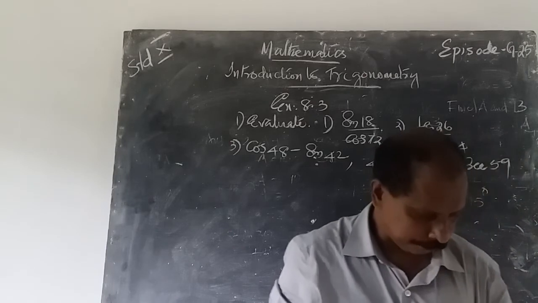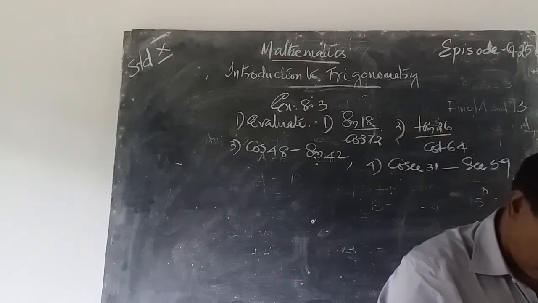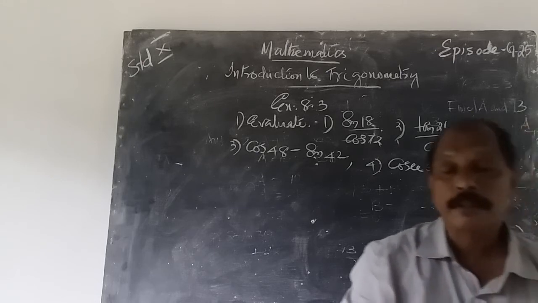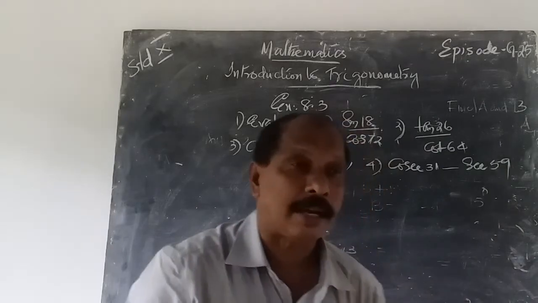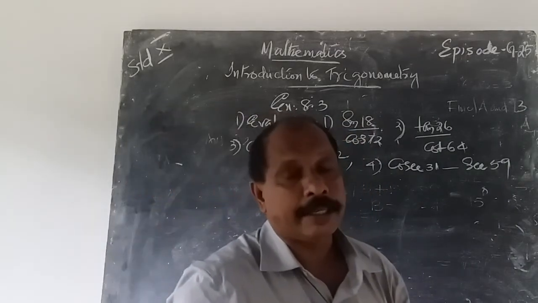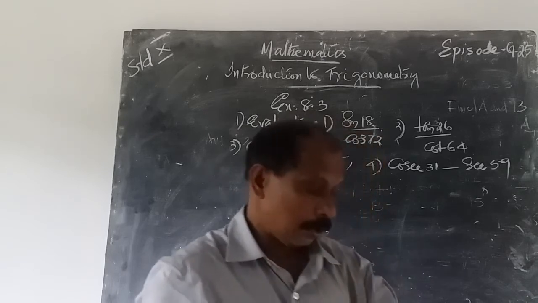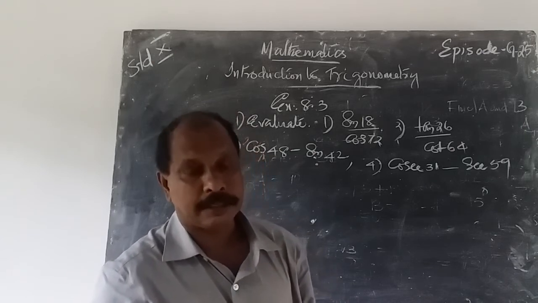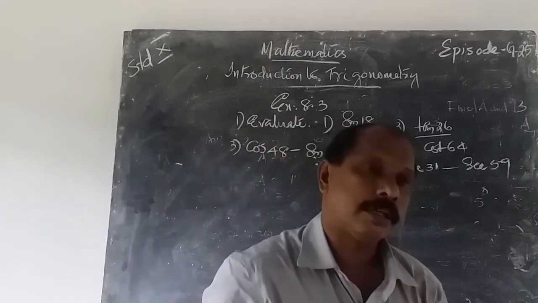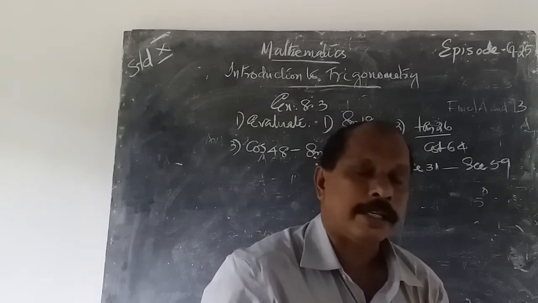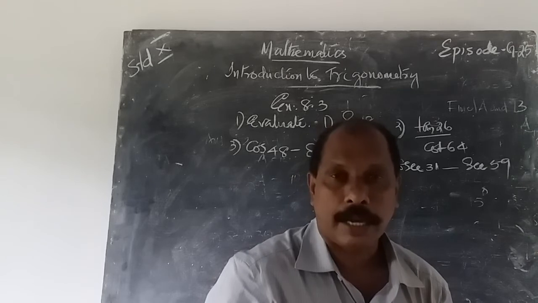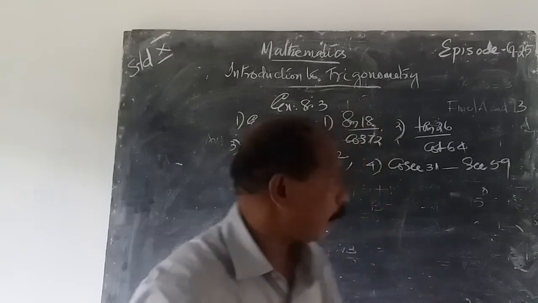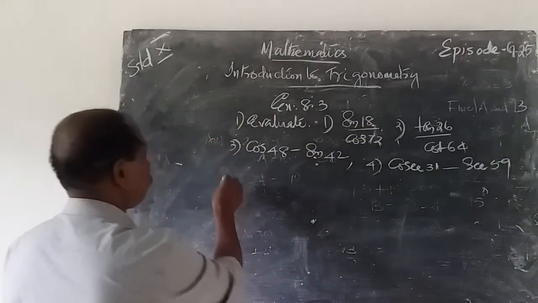We can find the results using these formulas: sin 90 minus theta is equal to cos theta, cos 90 minus theta is equal to sin theta, tan 90 minus theta is equal to cot theta, cosec 90 minus theta is equal to sec theta, cot 90 minus theta is equal to tan theta, and sec 90 minus theta is equal to cosec theta. Using these formulas, we can find the values of these. Then answer.